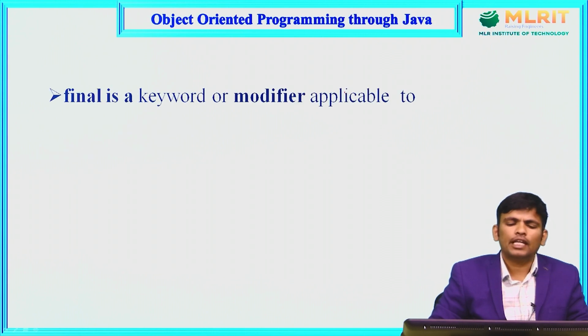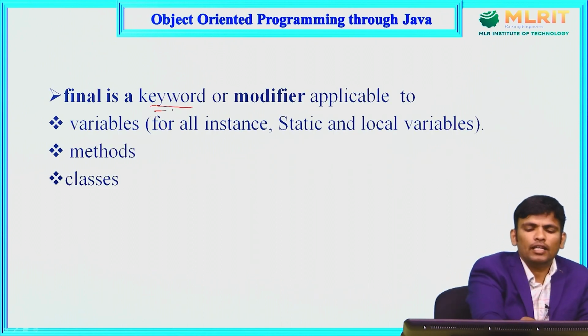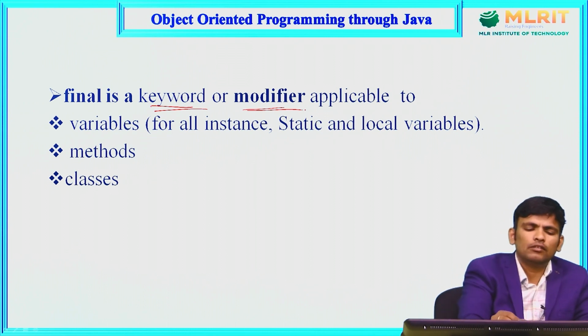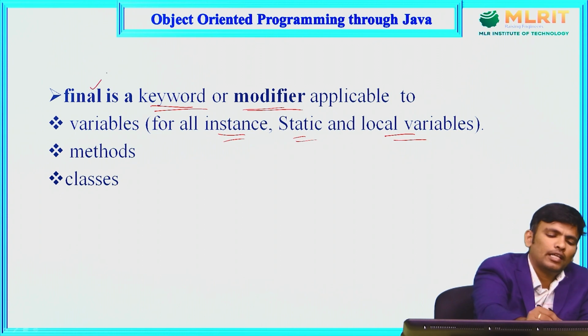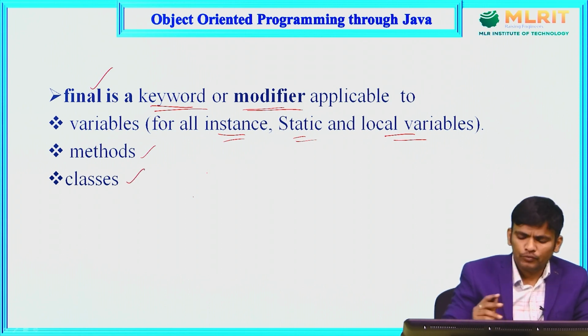So, final is a keyword or modifier applicable to variables, methods and classes. We can apply the final keyword for variables, for methods, and also for classes. Variables, as we know, are of three types: instance variables, static variables and local variables. For all types of variables we can use the final keyword. Not only that, for methods and even for classes we can apply the final keyword.